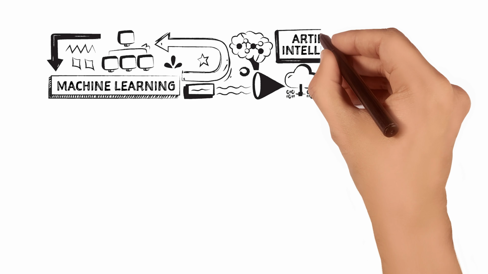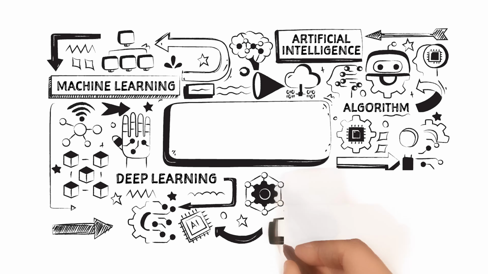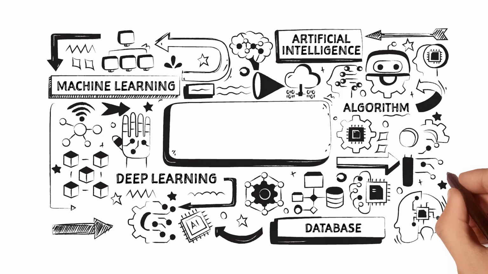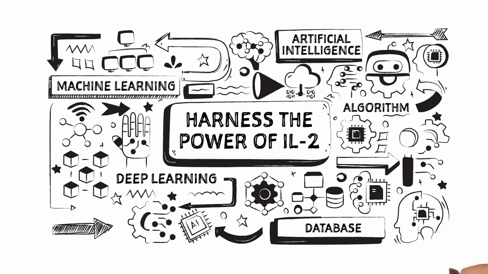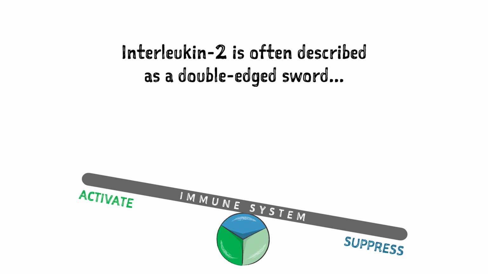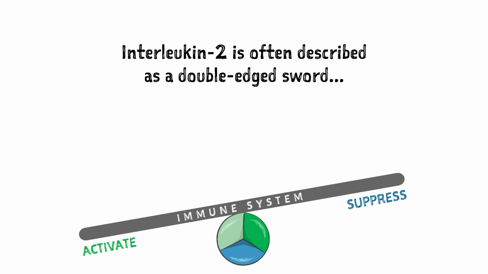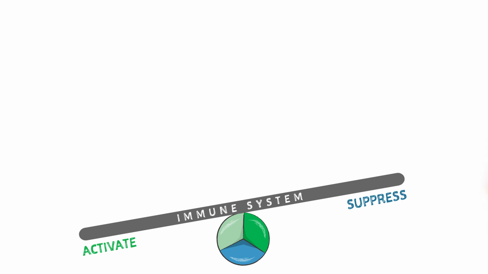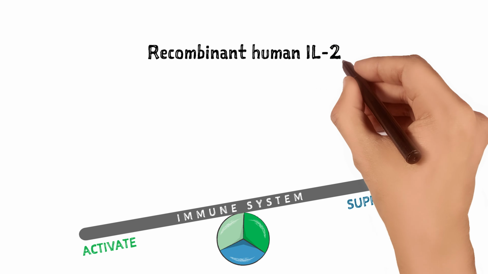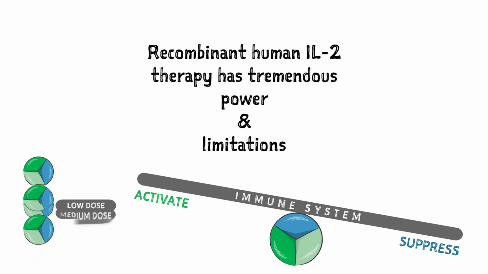In the fight against cancer, what if artificial intelligence could help design a drug to meet one of the biggest challenges in immunotherapy? Safely harnessing the power of IL-2. Interleukin-2 is often described as a double-edged sword because of its ability to both suppress and activate the immune system. Scientists and doctors have known for decades that recombinant human IL-2 therapy has tremendous power and limitations.